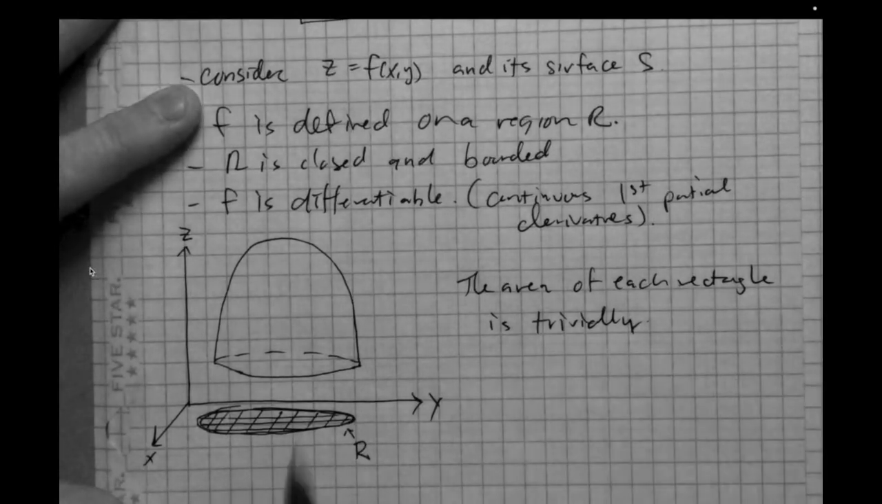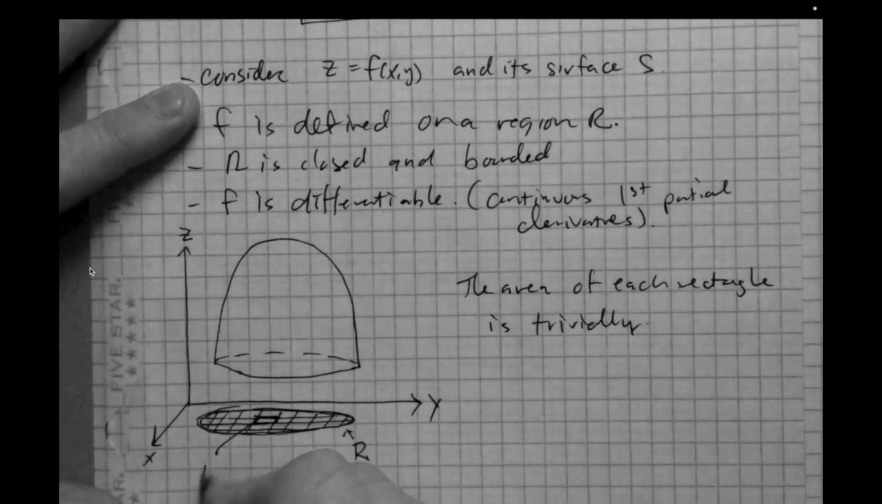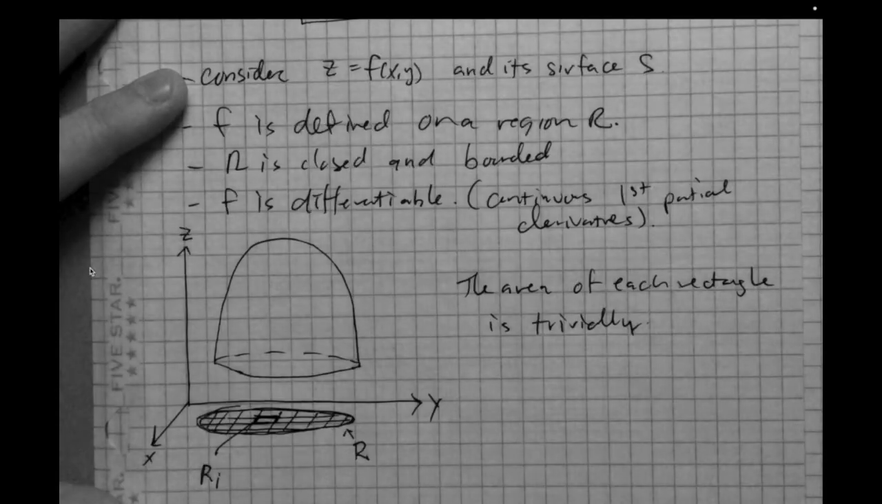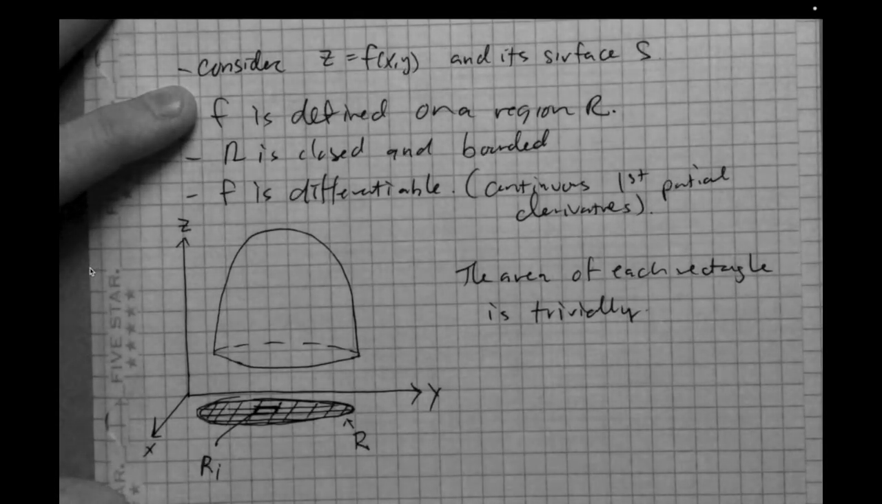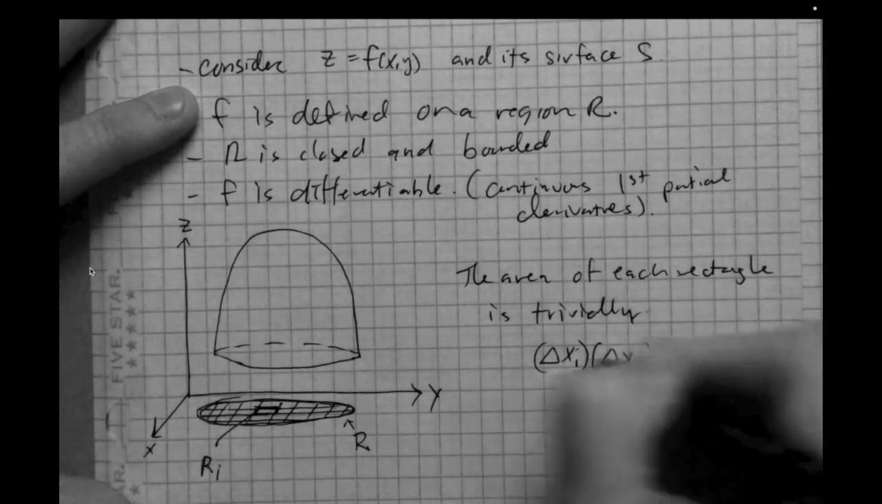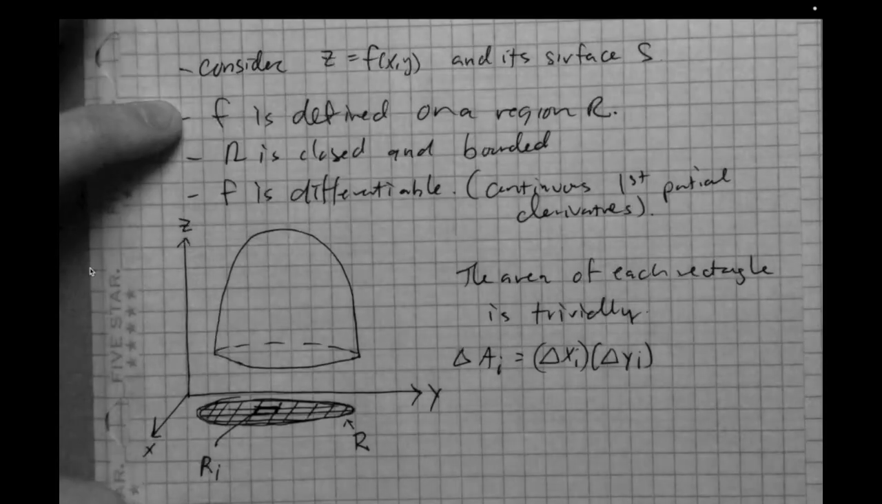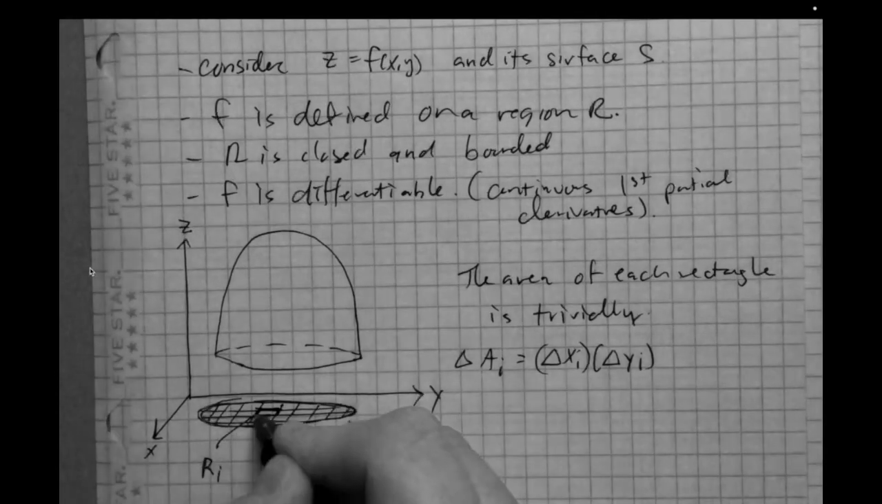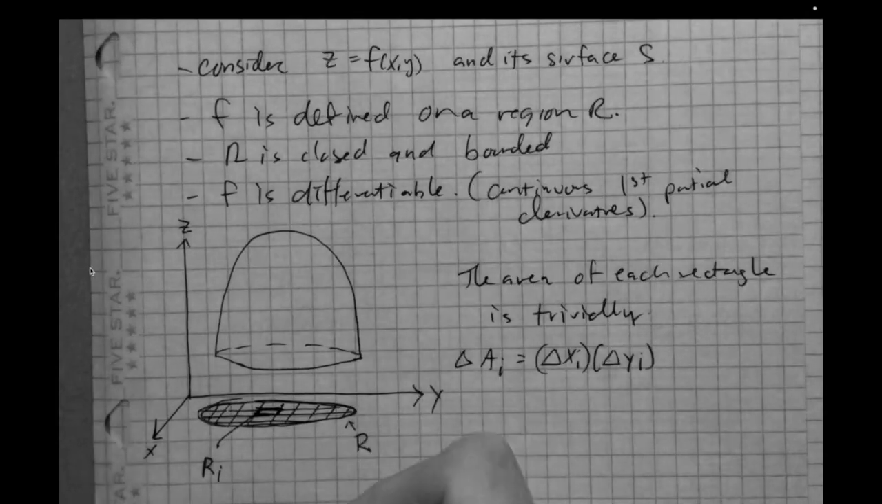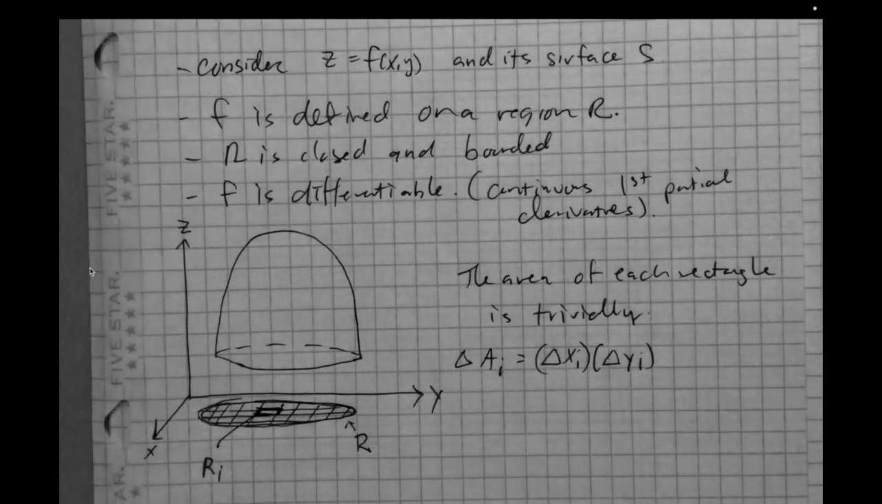If you have some subregion here, let's call it Ri, then the area of each rectangle is trivially delta xi times delta yi in this case. So we've got this region here. This is the domain of our function f, and it's a rectangle, so it has this area.